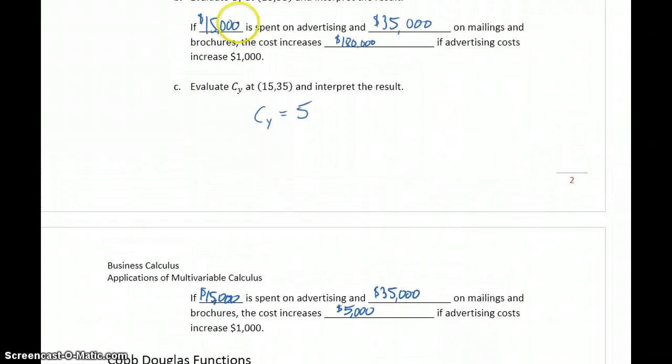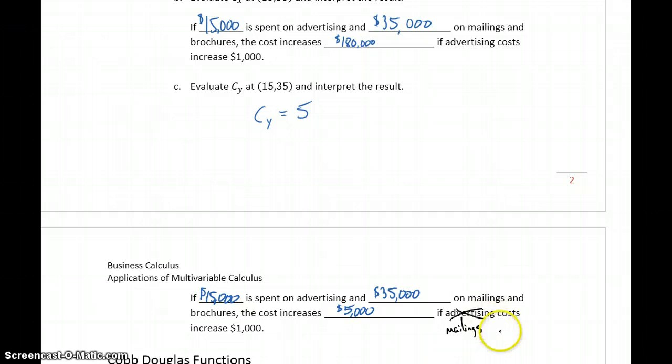So in one case, if we increase spending on advertising, we see an increase of $180,000. And let's actually fix this second statement. There's an incorrect piece here. So in the first statement, we're differentiating with respect to x, meaning we're changing how much we're spending on advertising. In the second case, we're differentiating with respect to y, meaning we're going to change how much we're spending on mailings.